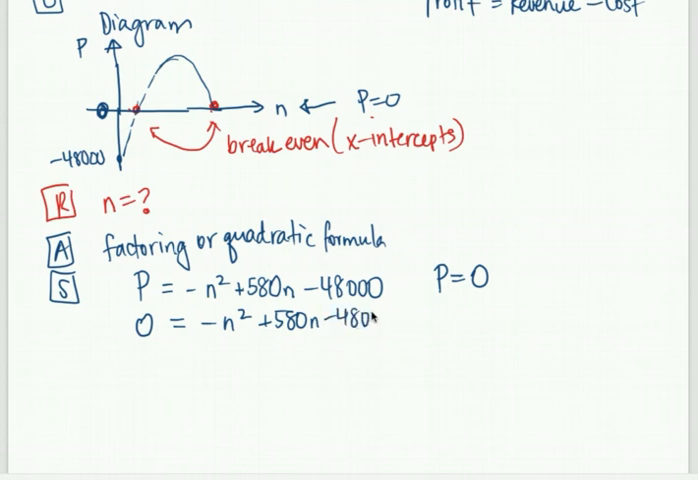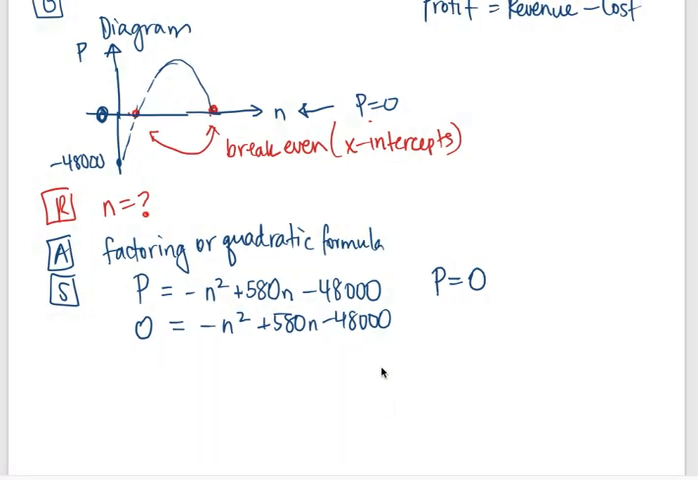Okay, so in order to figure out n, we need to factor or use the quadratic formula here. I know I told you to try to use factoring first because it's a little less work. But sometimes factoring could be more work because you're looking at a really large number here for C. I know we'll take out the negative and so forth, but it's still a really large number, and that's going to be a bit of a headache to think of all the factors that multiply to make 48,000, but then add to make 580.